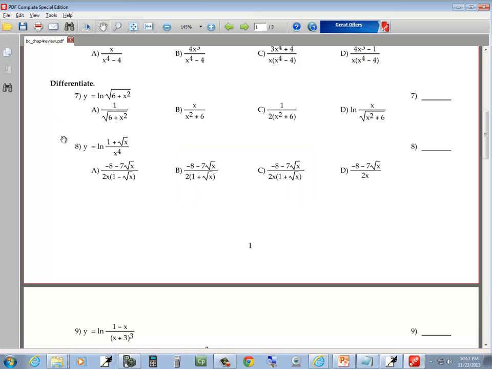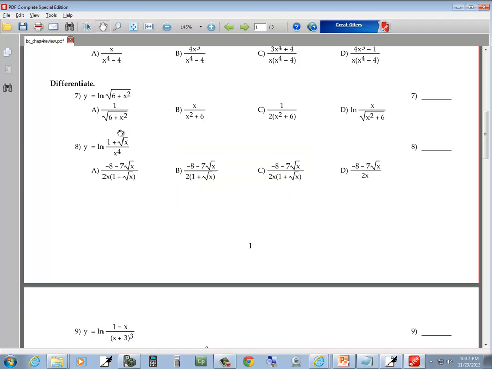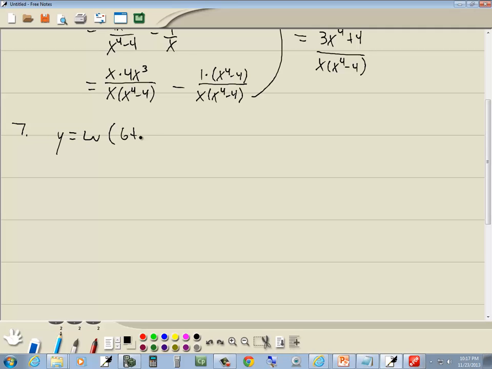We got y equals natural log. And I'm going to go ahead and write it in fractional power form. 6 plus x squared to the 1/2 power. Now remember, if we have a power, you can take it and put it in front of your log. So we've got 1/2 natural log of 6 plus x squared. Now we're ready to find our derivative. 1/2 stays out in front.